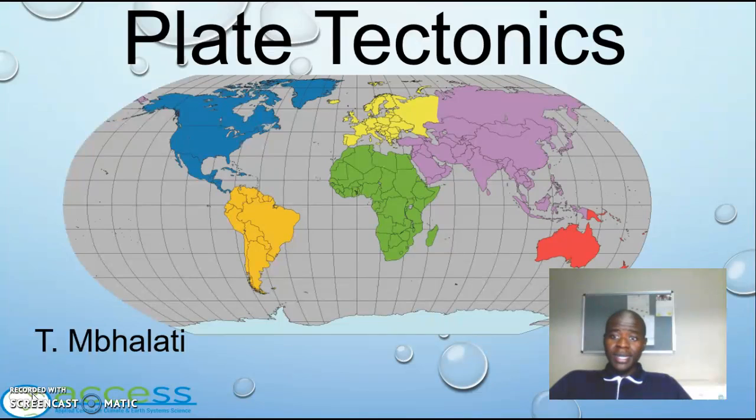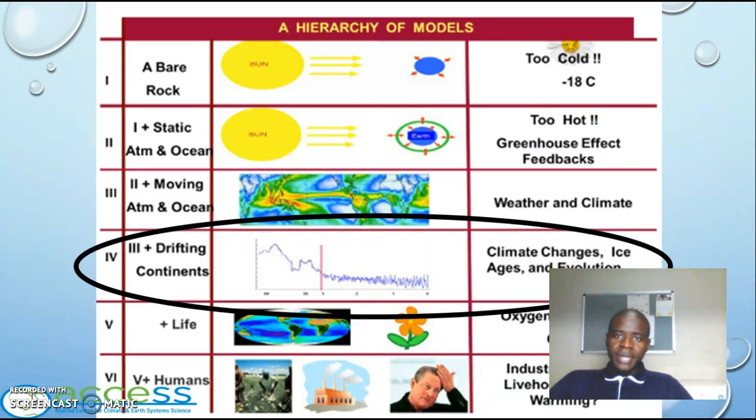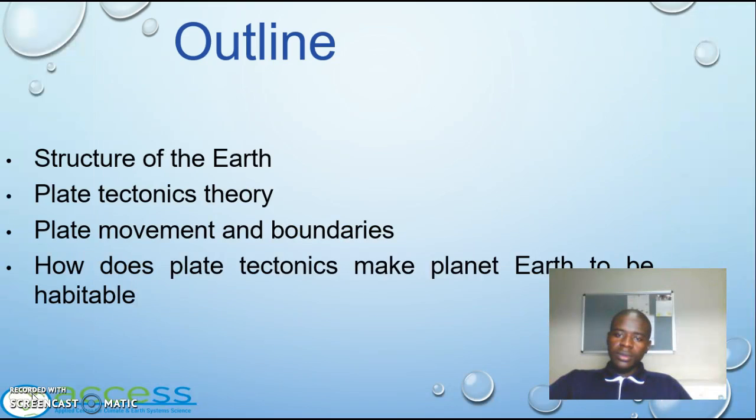I'm going to be presenting plate tectonics. Plate tectonics falls under climate change, ice age, and evolution at hierarchy of modules. In this presentation, I'm going to highlight the structure of the Earth, plate tectonic theory, plate movement, and boundaries. How does plate tectonics make planet Earth habitable?